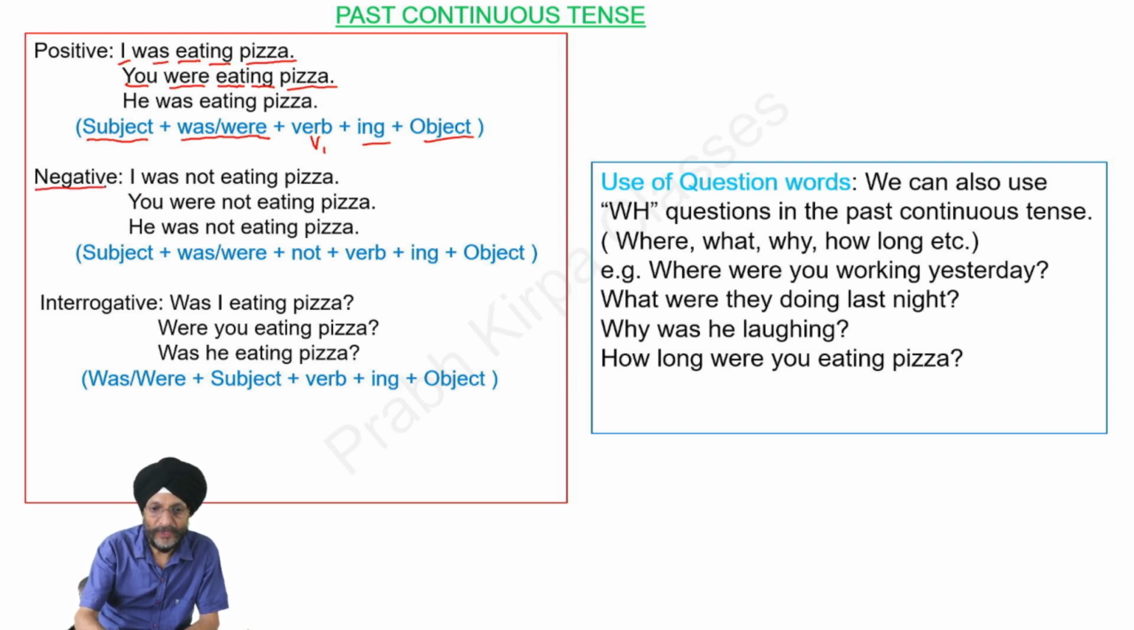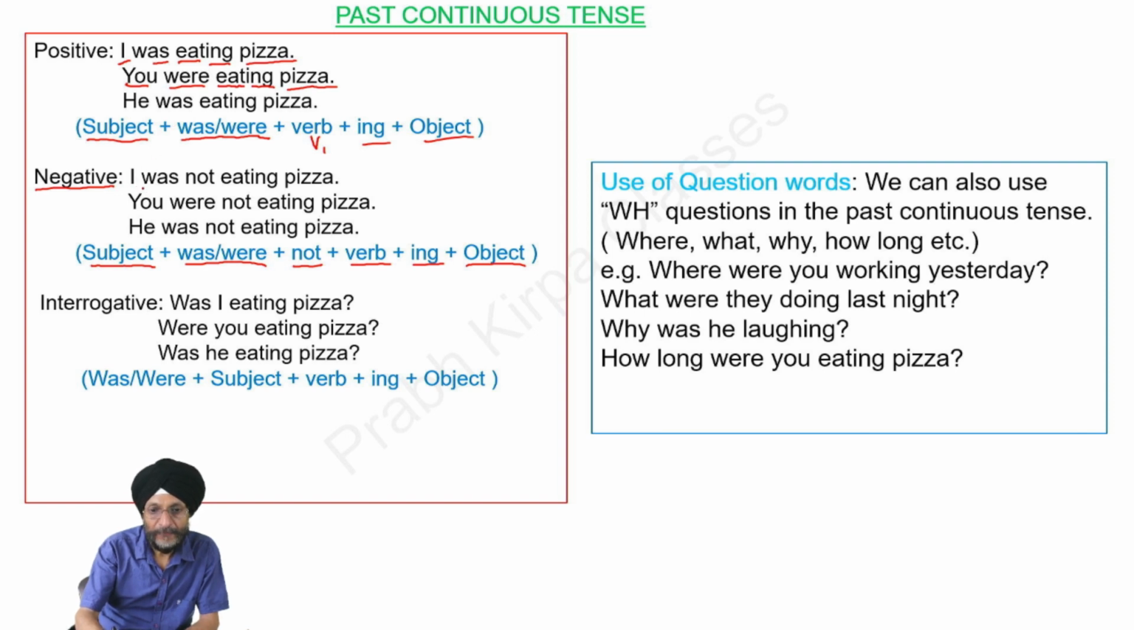When we talk about the negative form of the past continuous tense, we have to add not in the sentence. The formation of the sentence will be: first comes the subject, then comes was or were, then we have to add not, then comes the verb, then comes ing, and then comes the object.